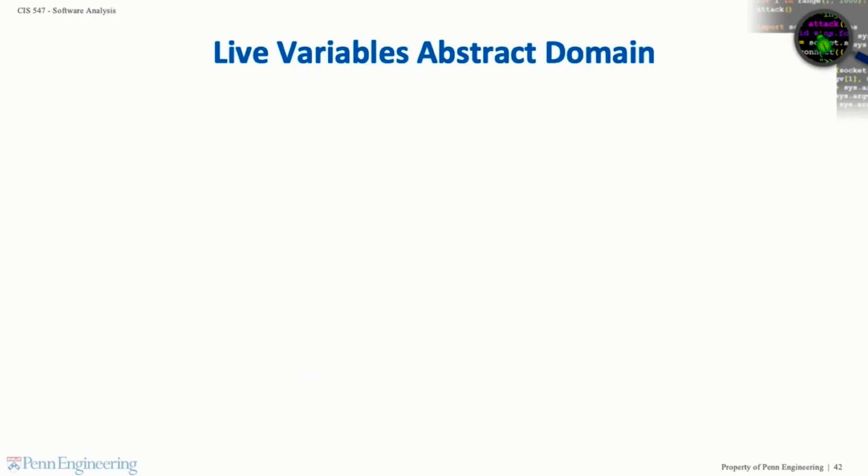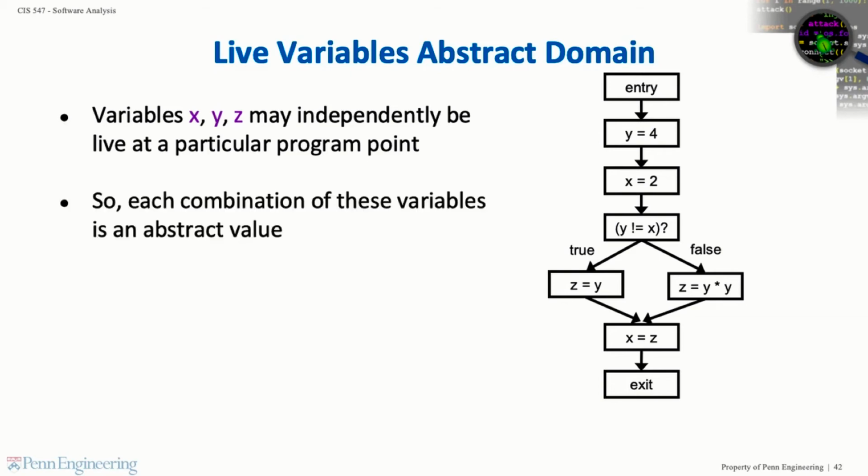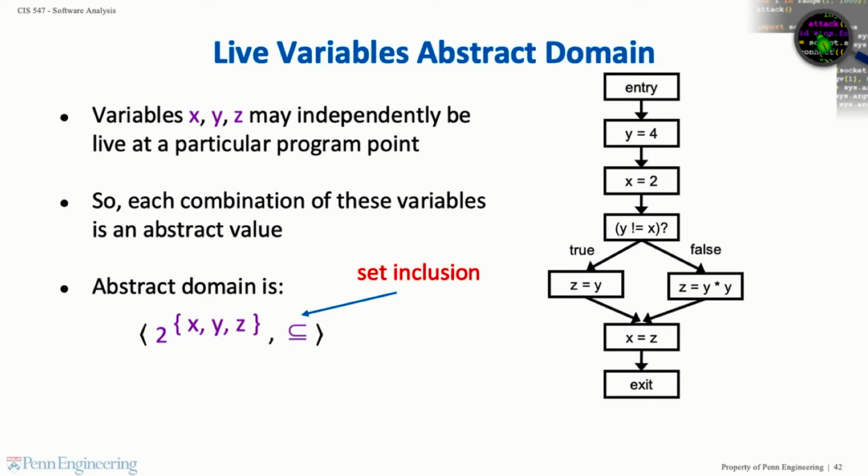Now let's consider the abstract domain for live variables analysis. The variables x, y, and z may independently be live at a particular program point. So each combination of these three variables is an abstract value. Since the abstract domain is the set of abstract values, it becomes the power set of the set of these three variables. Furthermore, these abstract values are partially ordered by set inclusion, since a smaller set of live variables corresponds to a more precise abstract value. This is similar to what we saw for reaching definitions analysis.